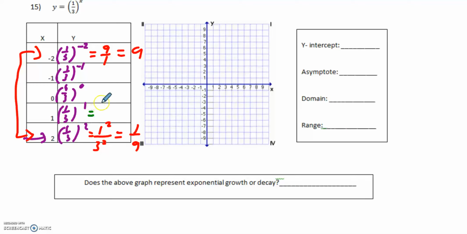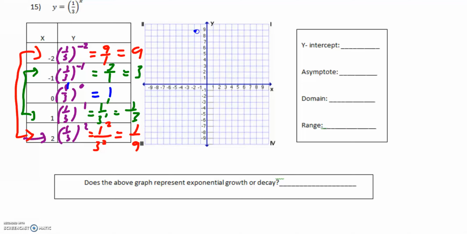(1/3) to the first is really 1 to the first over 3 to the first, which is 1/3. And again, because there's nothing happening outside of the function, I can assume the reciprocal. So (1/3) to the negative first is really 3/1, or 3. (1/3) to the 0th is still 1. So this time my points are (-2, 9).